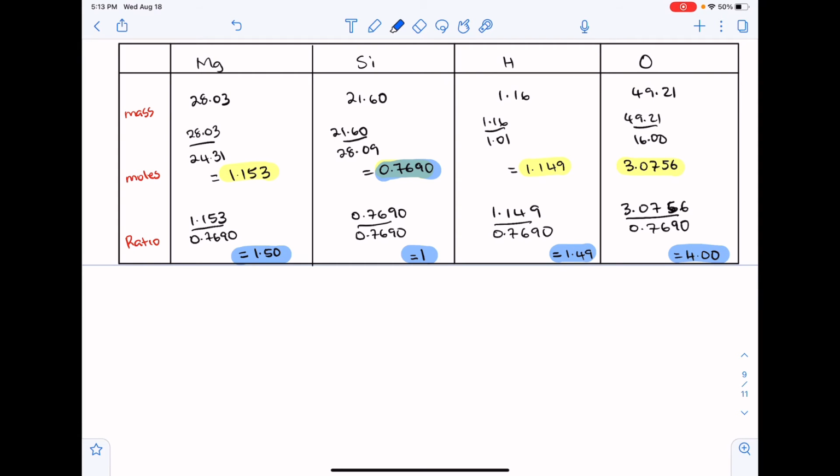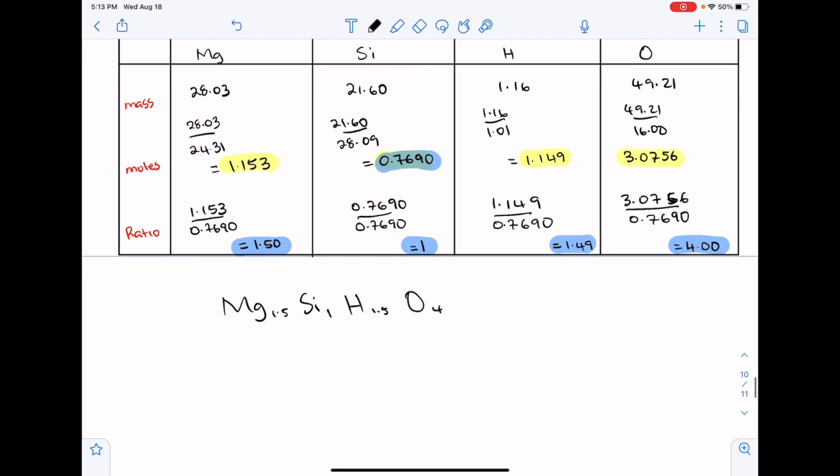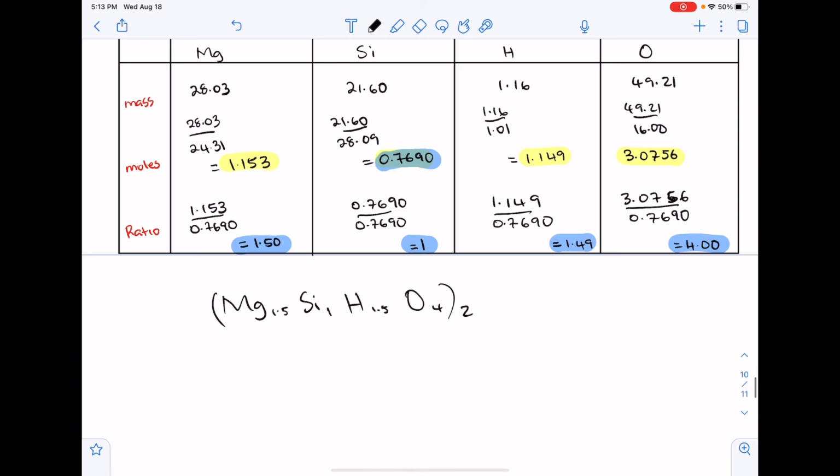Okay, we know that we never write compounds as Mg 1.5, Si 1, H 1.5, and O 4. We don't do that. We have to always have integers, okay? No decimals. So how can we solve this issue? If we multiply the whole thing by 2, then we have Mg 3, Si 2, H 3, O 8. This is our empirical formula.